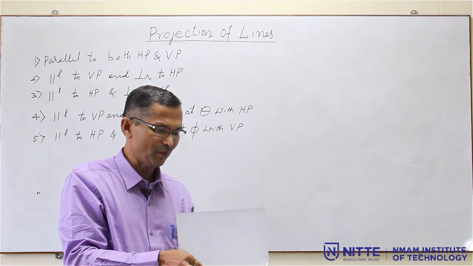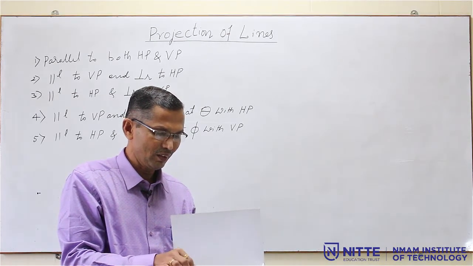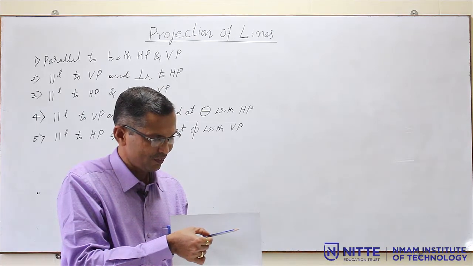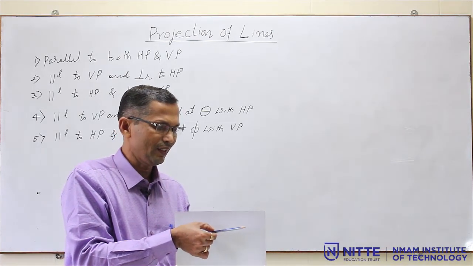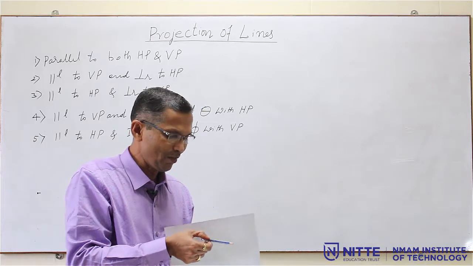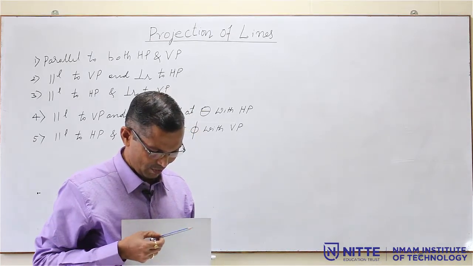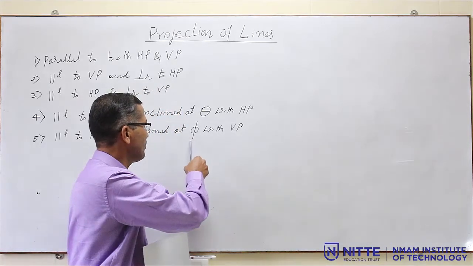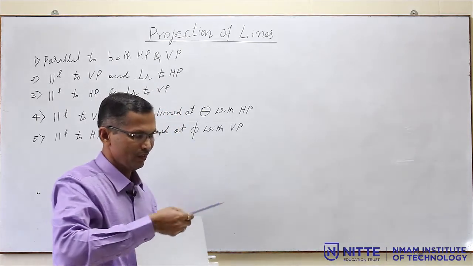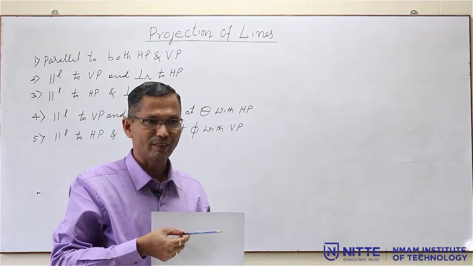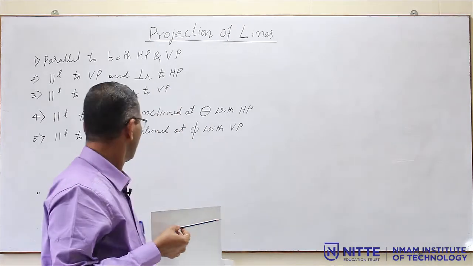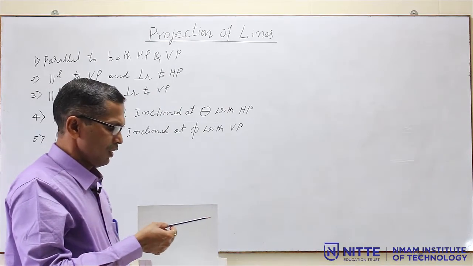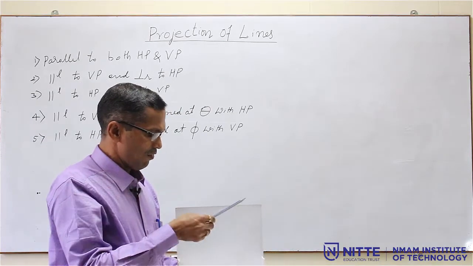Just you can see here it is parallel to HP and it is inclined. You can see here there is an angle with respect to vertical plane. What is this angle between the VP and this line? That is called as the phi. So, this is called as the phi. So, this is the fifth condition where the inclination is phi.